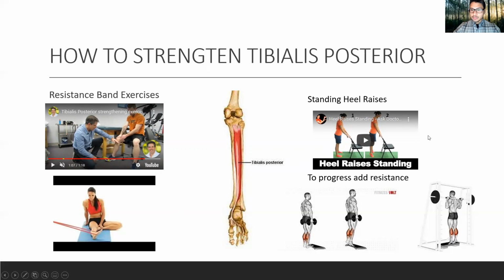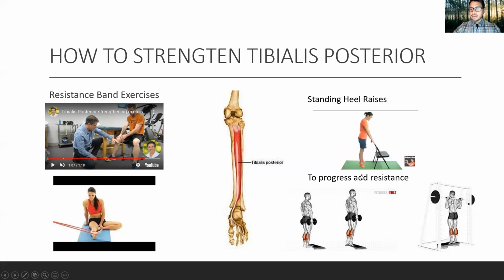A progression is moving towards standing heel raises, which applies a little bit more force. Use the back of a chair, a high counter, a desk, or a wall for support, lifting the heels off the ground up to the end range, working within full range, and then a slow descent back to the ground, working against the resistance from gravity.